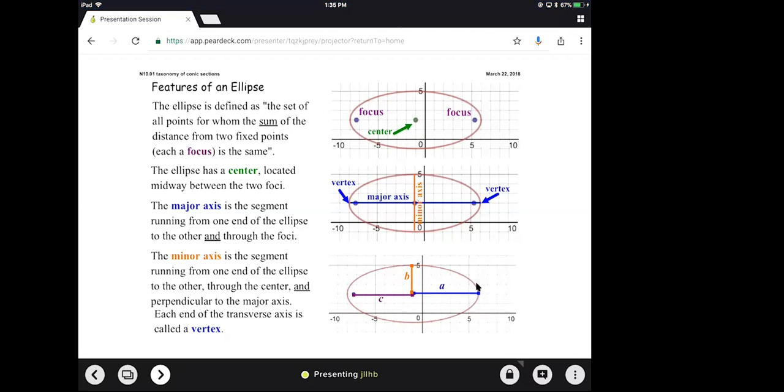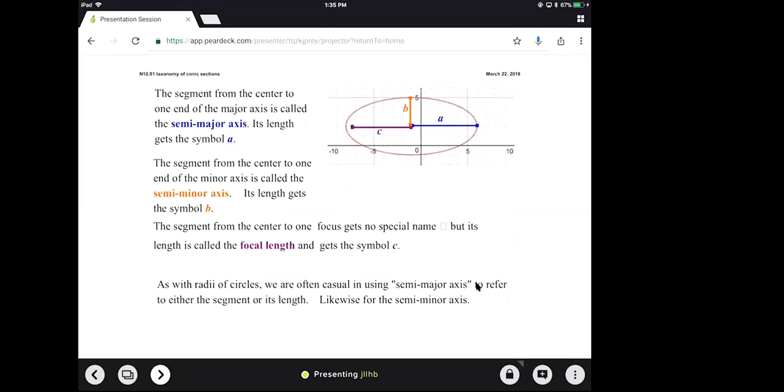This is what we were just talking about, features of an ellipse, and most importantly, the definition of the three letters we're going to be using a lot, especially A and B, which are going to be crucial for this and the next thing we do. So A is half the length between the two long ends of the ellipse, and B is half the length between the short ends of the ellipse.